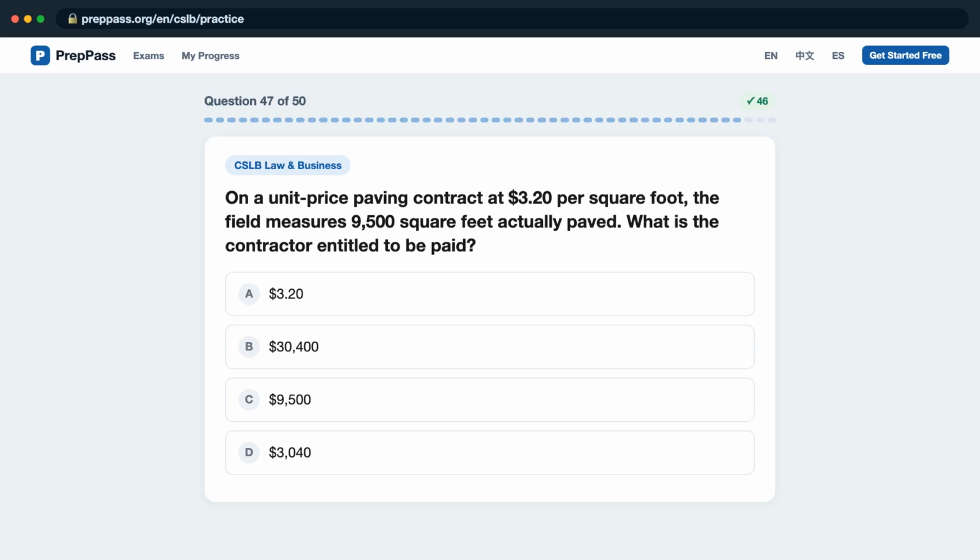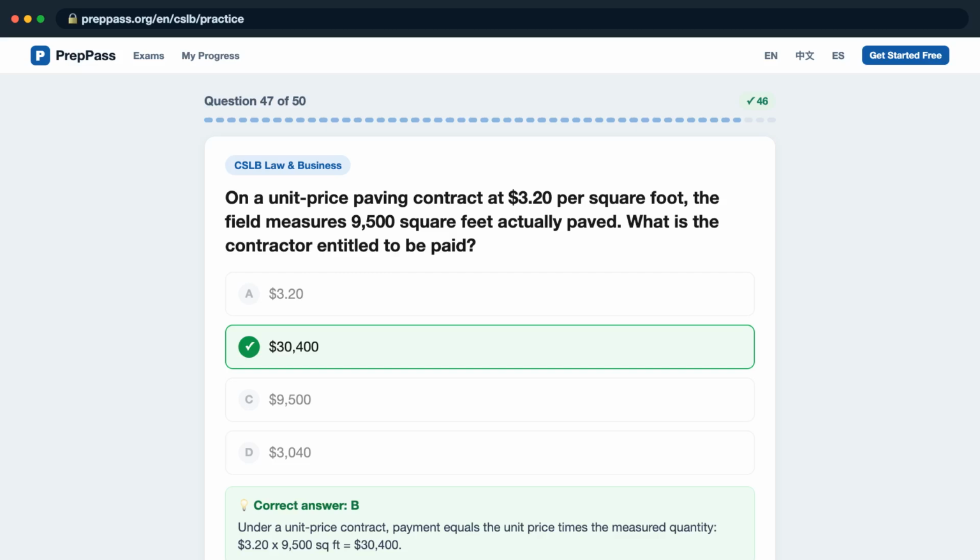Question 47. On a unit price paving contract at $3.20 per square foot, the field measures 9,500 square feet actually paved. What is the contractor entitled to be paid? Is it A, $3.20? B, $30,400? C, $9,500? D, $3,040? The correct answer is B. Under a unit price contract, payment equals the unit price times the measured quantity. $3.20 x 9,500 square feet equals $30,400.